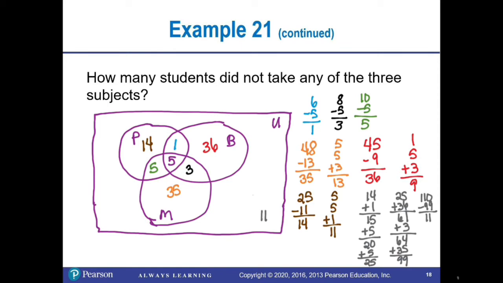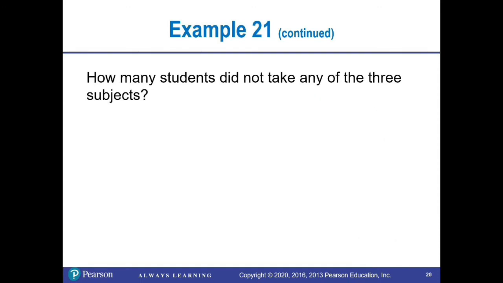So I've done all this work, and it's easy for me to lose track of what the question asked. So let's go back to what the question was. How many students did not take any of the 3 subjects? Well, that's that 11 that we just found. There were 11 students out in the universe, but not in any of the loops.